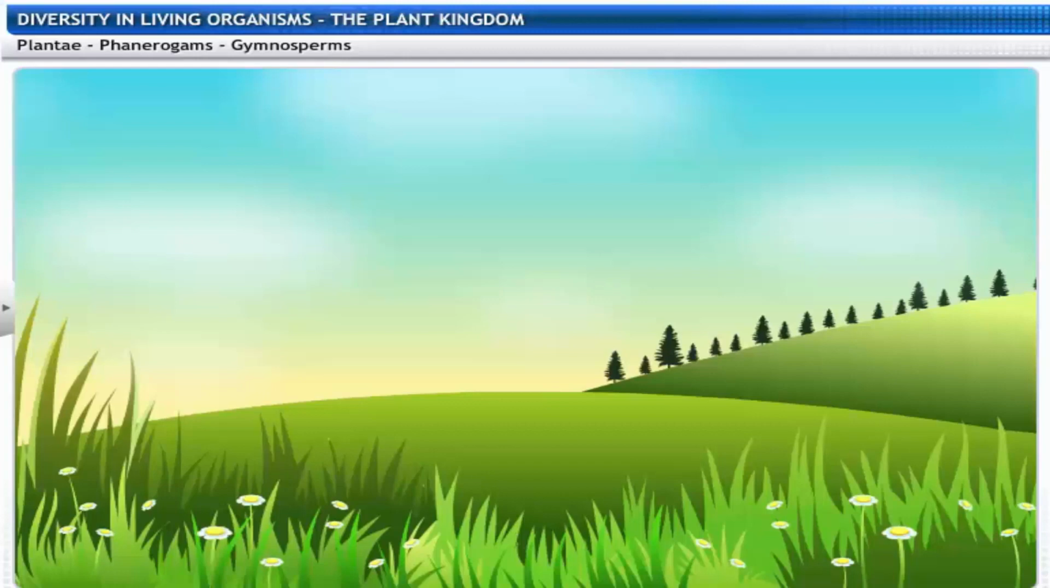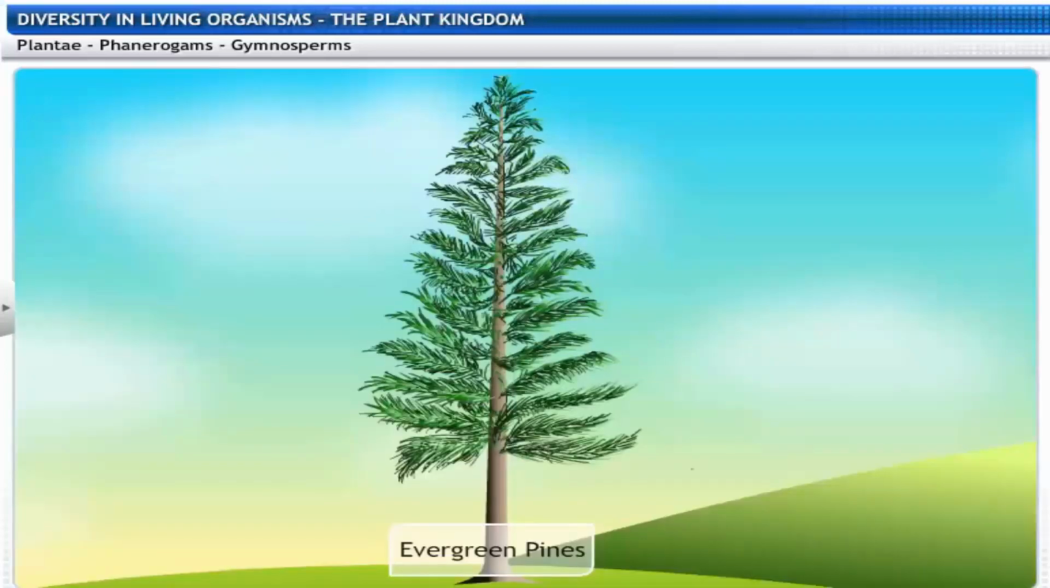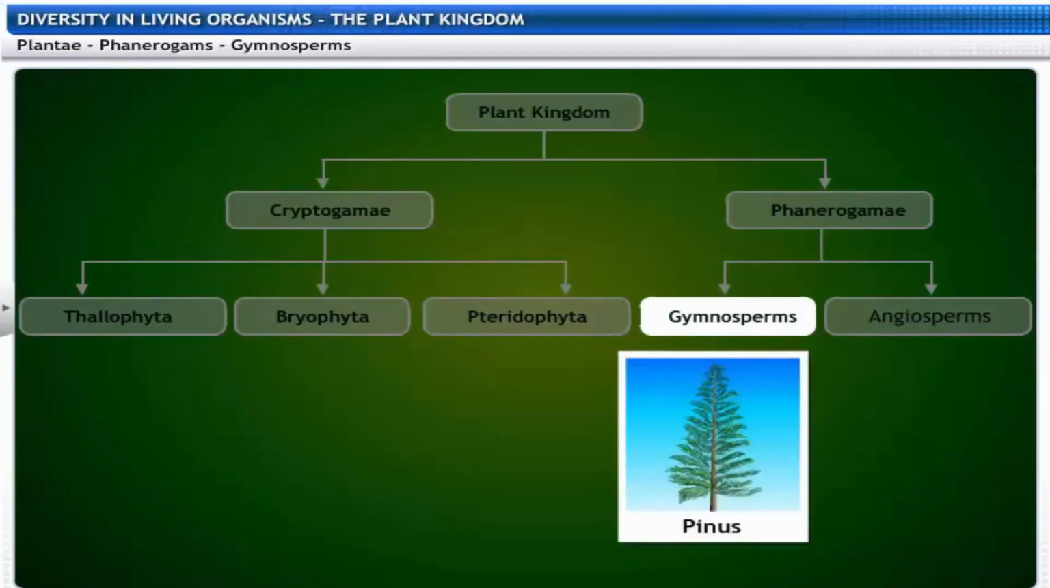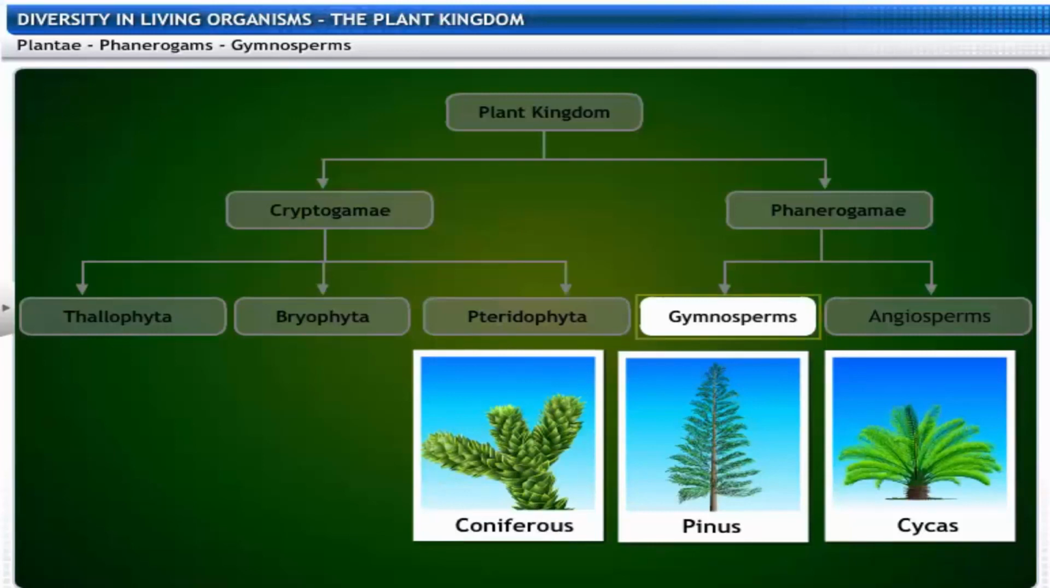Here are some nice green gymnosperms. Wondering what I'm talking about? These deodars. They must be really very old, but they look so fresh and young. But why shouldn't they? They are evergreen pines. Pinus, cycas, and other coniferous trees are also gymnosperms.